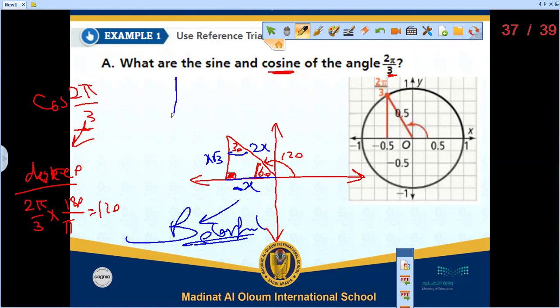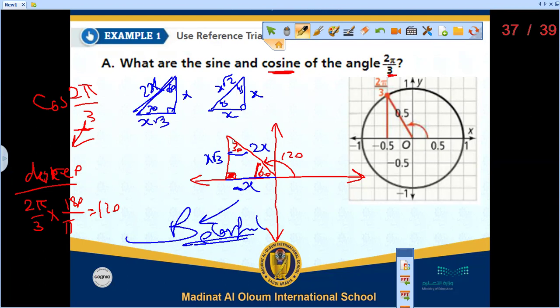You must remember this triangle, guys, 30, 60, and 45, 90. This one x, this one x, this one x radical 2. This one 2x, the side opposite to 30 is half the hypotenuse, which is x, and this one x radical 3.